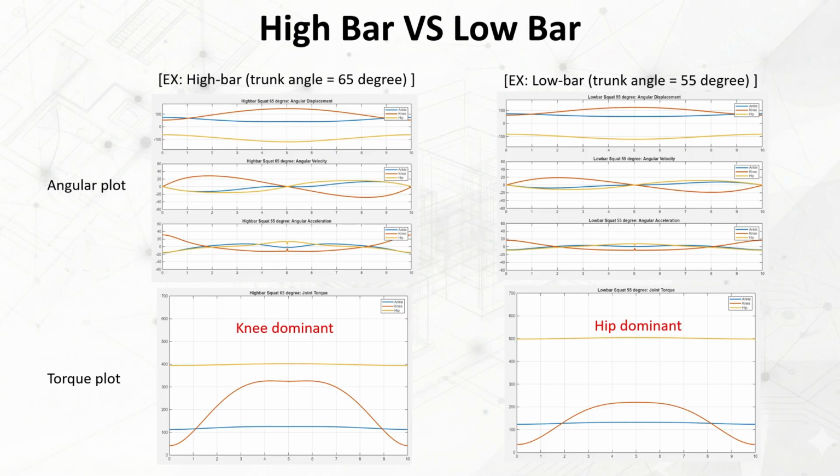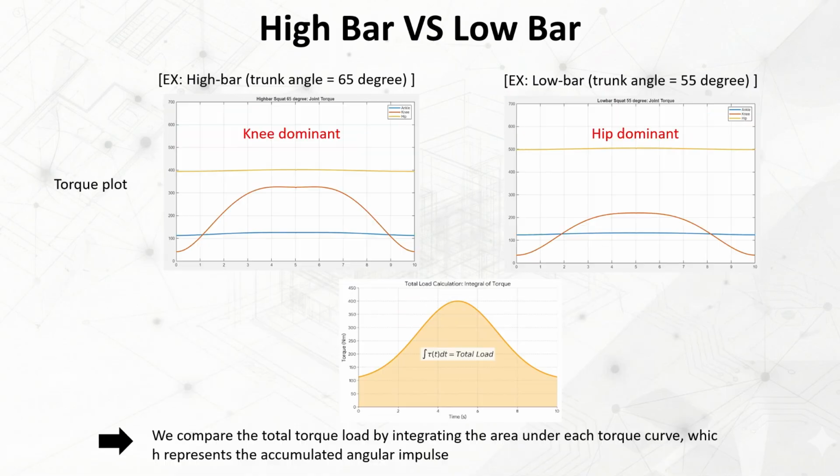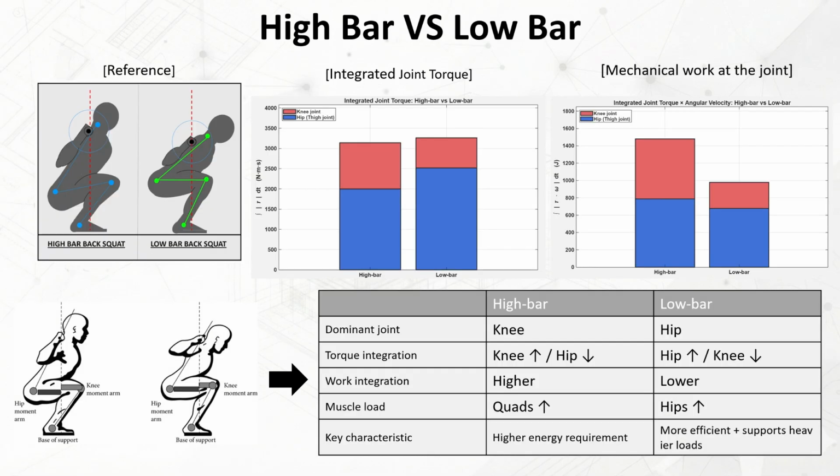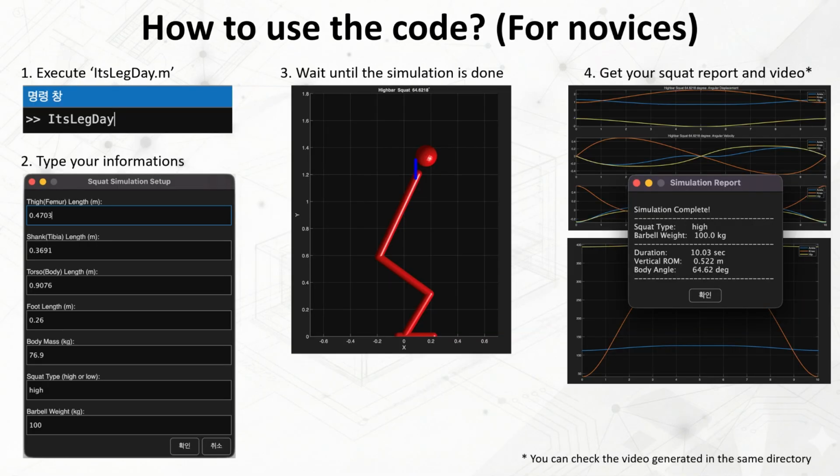As shown in the graphs, high bar squats are knee dominant, while low bar squats are hip dominant. For numerical analysis, we compute the torque area by integrating the torque profile over time and use it for comparison. We quantify this difference. The graphs show the integrated joint torque and mechanical work. You can clearly see that high bar squats place more load on the quadriceps, while low bar squats engage the hips more efficiently for heavier loads. Here is how a novice would use our tool.